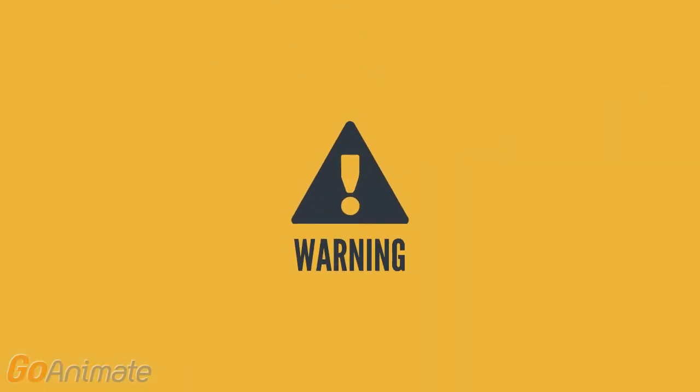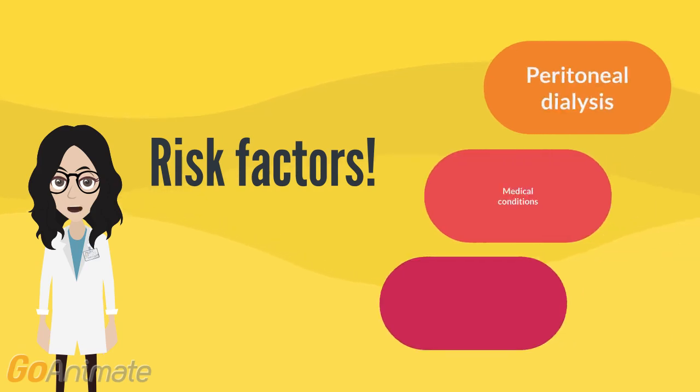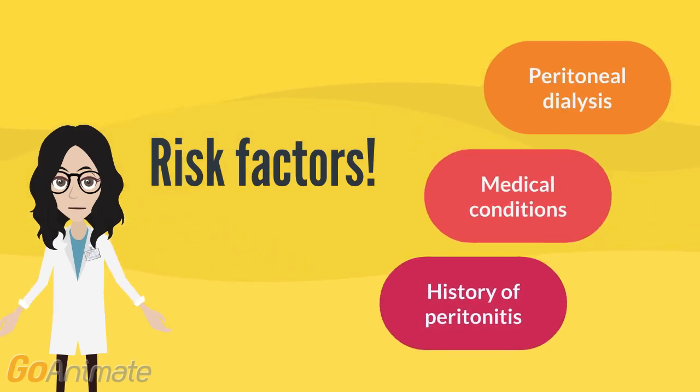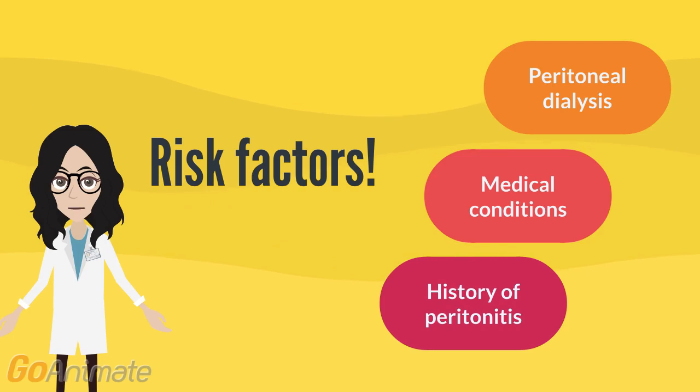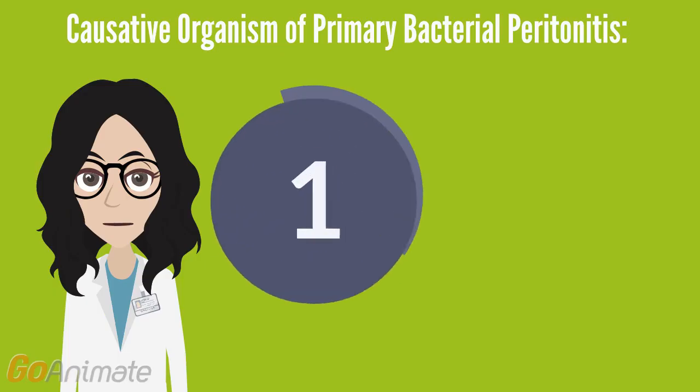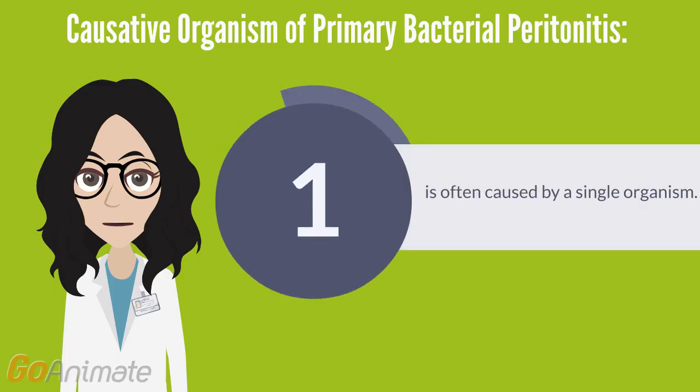You need to remember that there are certain risk factors for peritonitis. So you need to keep an eye on patients with peritoneal dialysis, medical conditions such as appendicitis, stomach ulcer, cirrhosis, and so on, and a history of peritonitis. It's important to mention that the causative organism of each type of peritonitis is different from the other.